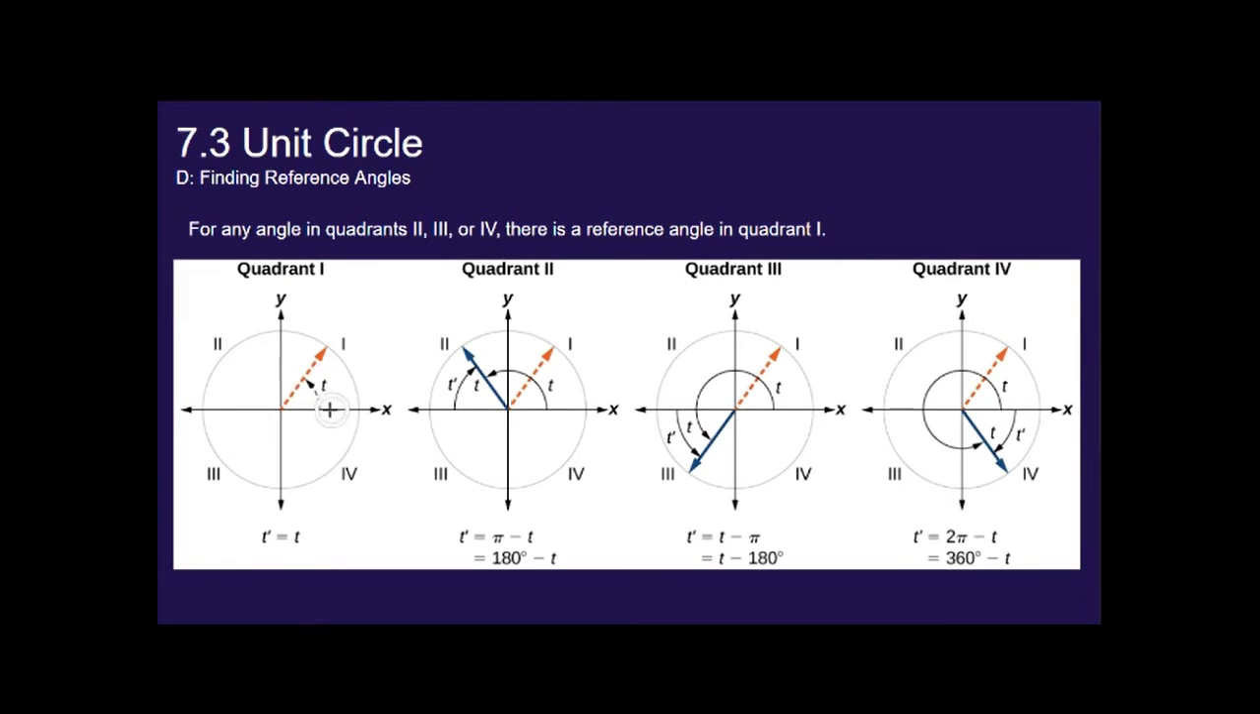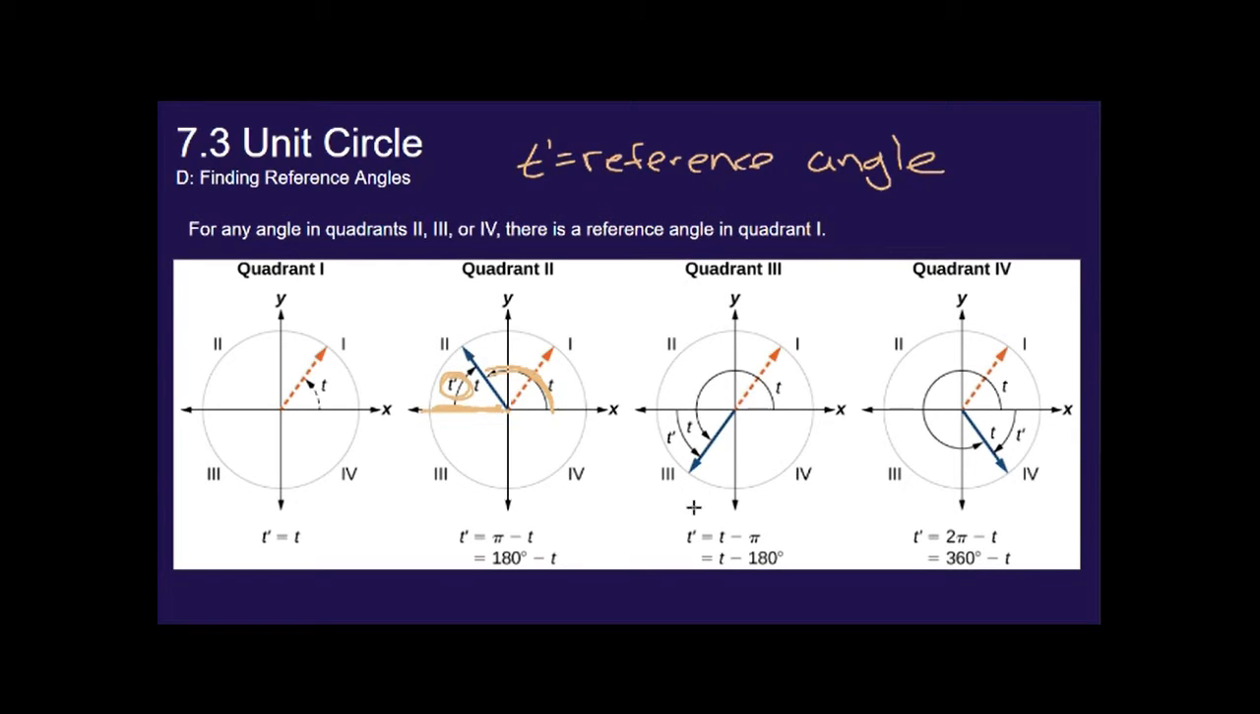In quadrant 1, the angle is itself. We use t prime for the reference angle, so t prime equals t in quadrant 1. We don't need to find a reference angle; it is the reference angle. In quadrant 2, t prime, the reference angle, is equal to pi minus t in radians. So we take pi and subtract t, or 180 degrees and subtract t, and that gives us our reference angle.